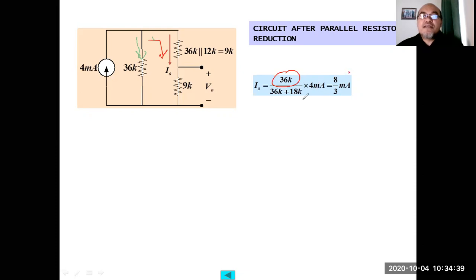So here we obtain how much? 36K divided by 36K plus 18K, which is 54K. The K cancel each other, multiplied by 4 milliampere. We can further divide by 6: 36 divided by 6 is 6, and 54 divided by 6 is 9. Even further dividing by 3, this equals 2, and 9 divided by 3 equals 3. So we obtain 8 over 3 milliampere.